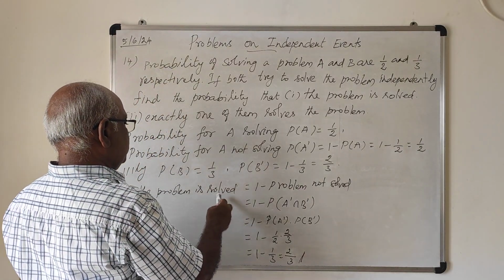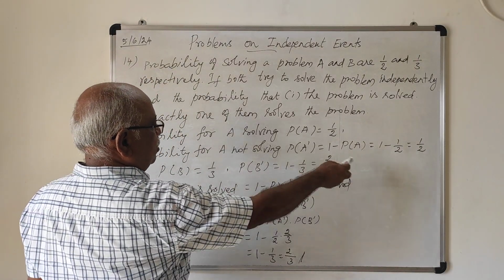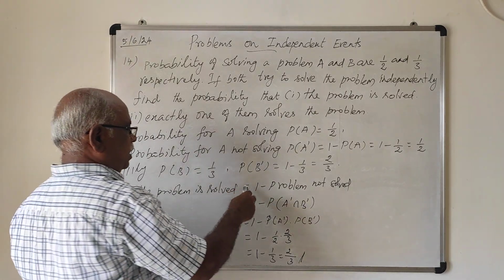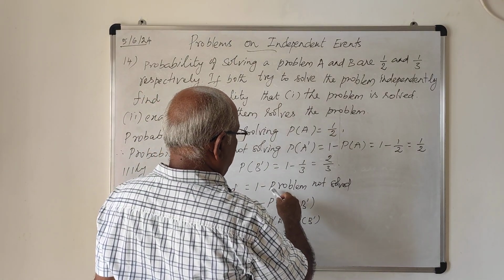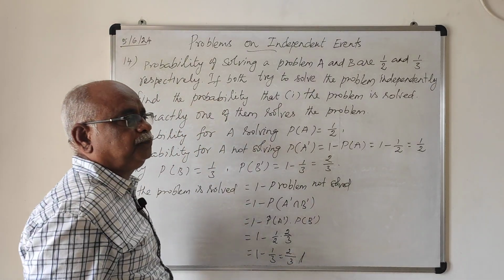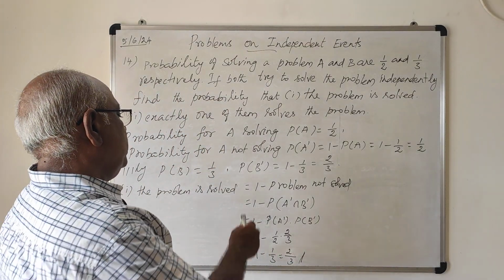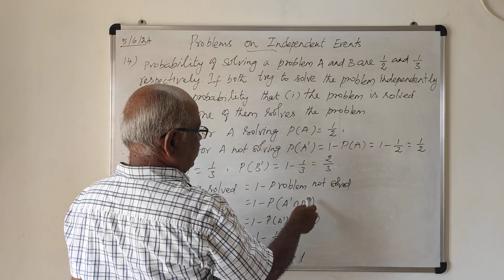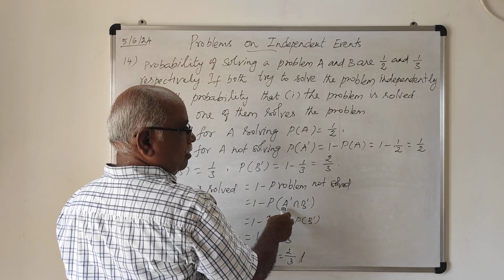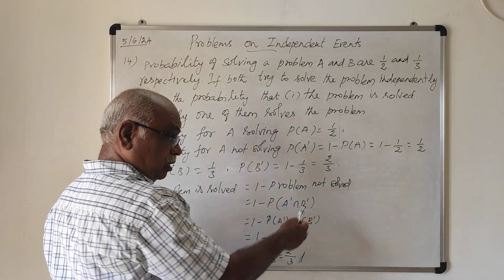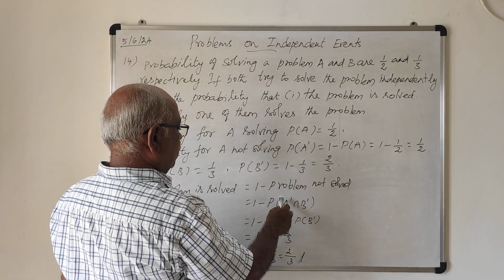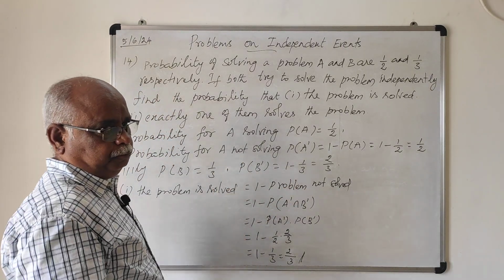The problem is solved means 1 minus the problem not solved. From the total probability 1, we have to subtract the probability for the problem not solved. So 1 minus the probability for the problem not solved, which is the probability of A dash intersection B dash. A dash is A not solving the problem and B dash is B not solving the problem. So the problem is not solved by both A and B is the probability of A dash intersection B dash.